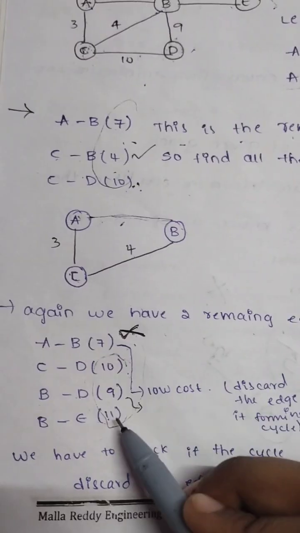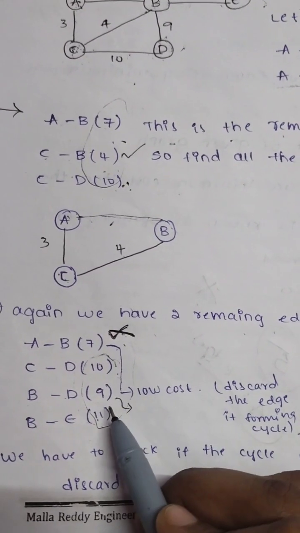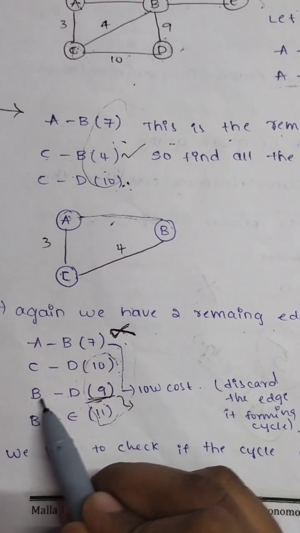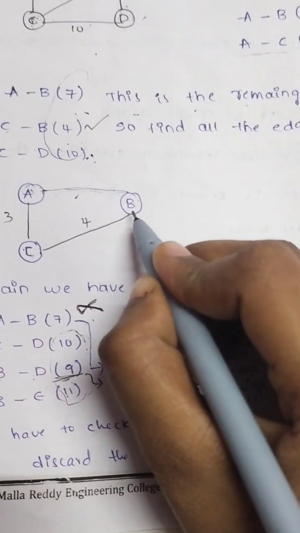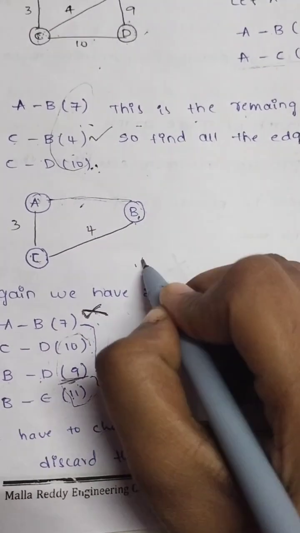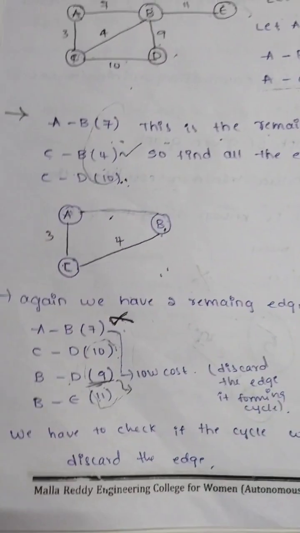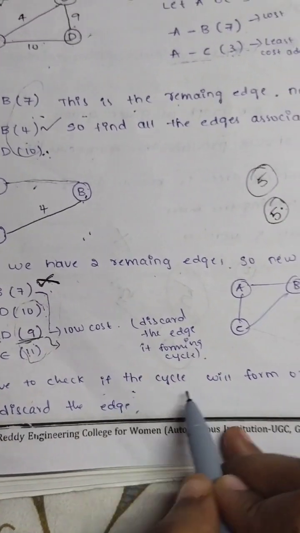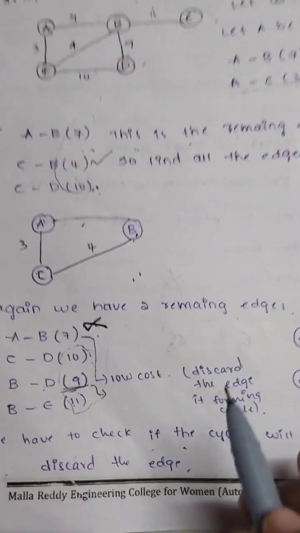Again from these three, which is minimum cost, means least cost? That is 9, from B to D. If we add B to D, is anything forming? No cycle forms, so we can add. We have to check whether a cycle will form or not. If a cycle will form, we have to discard the edge.